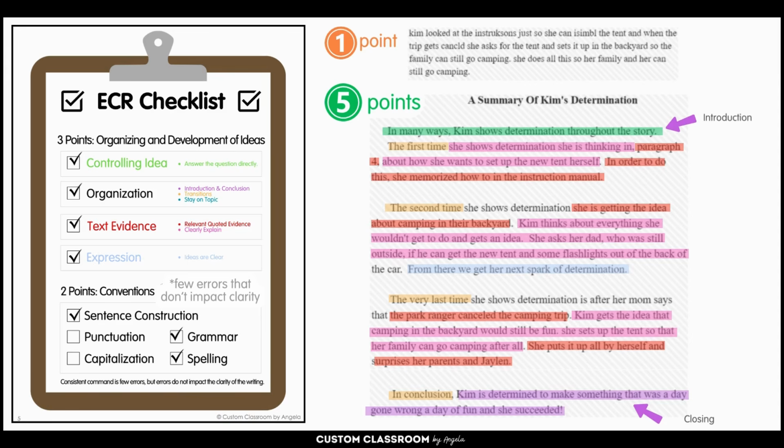And then finally, they do get 2 points for the conventions because they are showing a consistent command over their writing. They do have some minor punctuation errors, a capitalization error, but they're very few and they aren't directly impacting the clarity of their writing.